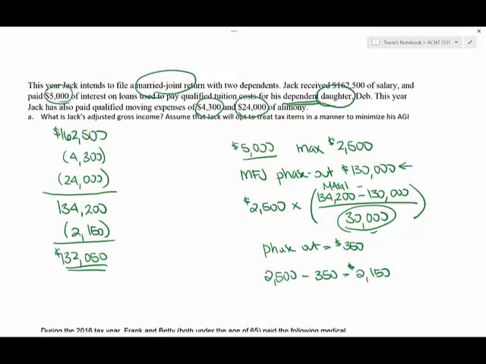Okay, great. That's the first video. The second video that we'll be talking about deductions from adjusted gross income are below the line deductions.